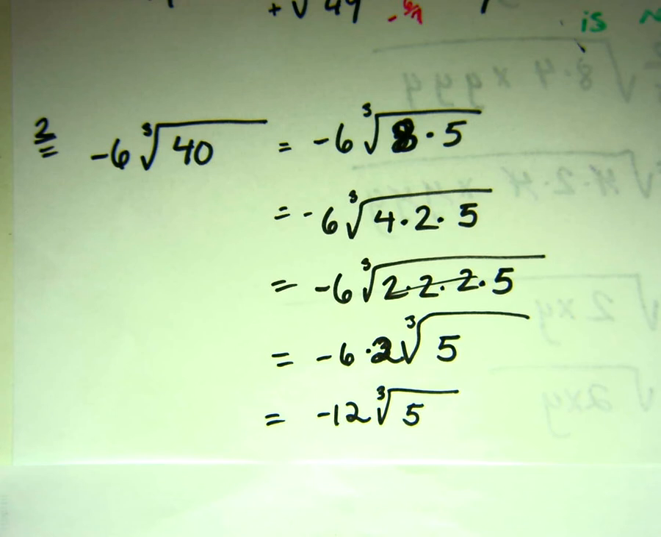So now I'm going to bring that 2 out right here. Now I got negative 6 times 2, cube root of 5. I can't break 5 down because it's a prime number. So to simplify, you have negative 6 times 2, which gives you negative 12. Your final answer is negative 12 times the cube root of 5.